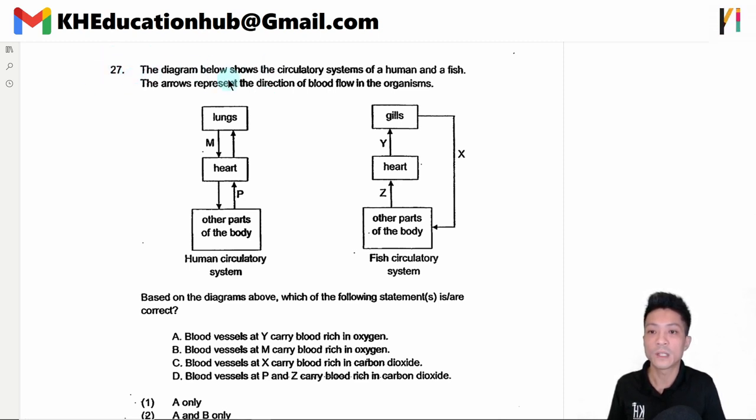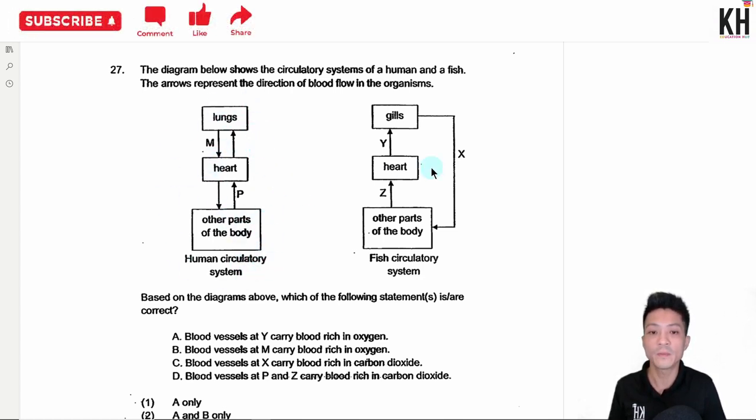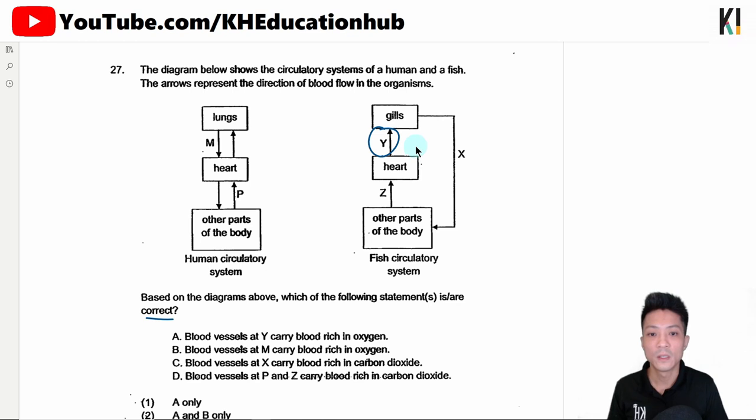Question 27. The diagram below shows the circulatory system of a human and a fish. The arrows represent the direction of blood flow in the organisms. The one on the left is the human circulatory system, and this is the fish circulatory system. Based on the diagrams above, which of the following statements are correct? A, blood vessels at Y carry blood rich in oxygen. Y is here. This is wrong because the blood rich in oxygen will be in X.